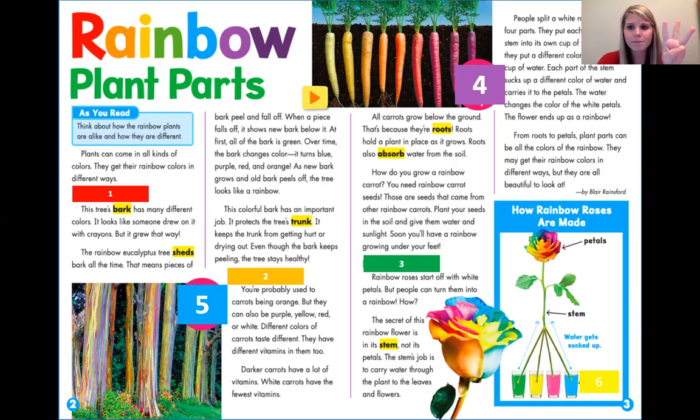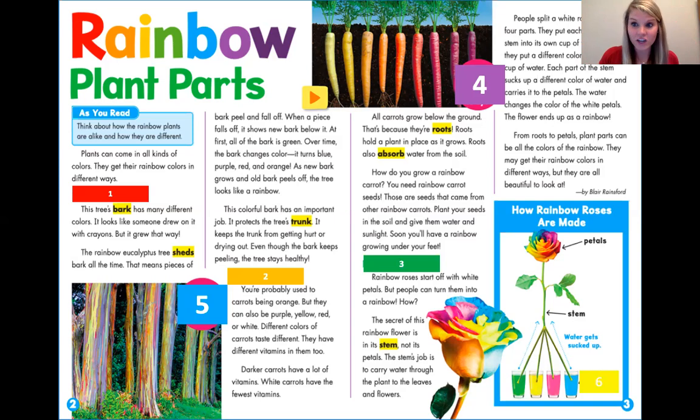Okay, so I saw 3 bold words in this section. I saw bark, I saw sheds, and I saw trunk. Did you guys notice any words that were repeated several times in this section? Because I sure did. I saw the word bark. Let's see, I see the word bark 1, 2, 3, 4, 5, 6, 7, 8, 9, 10. The word bark, tree bark, is mentioned 10 times in this section.